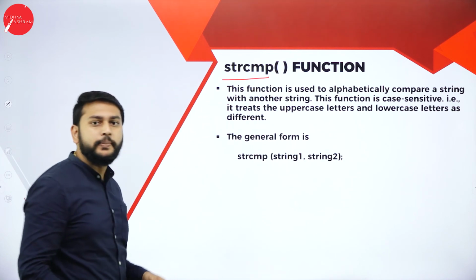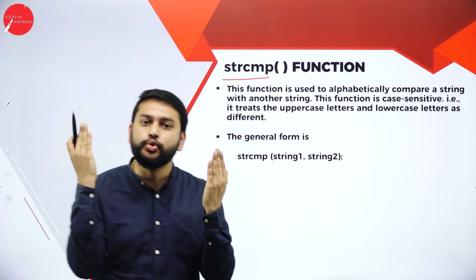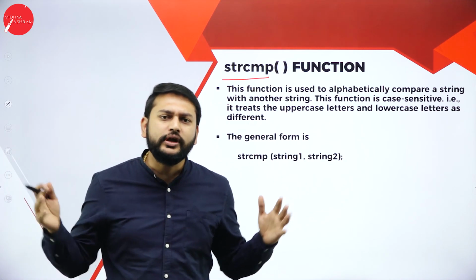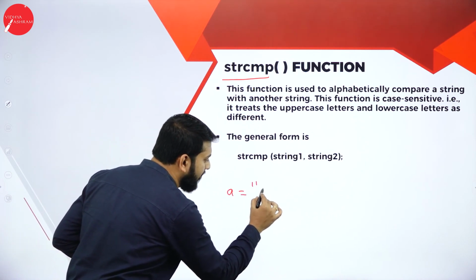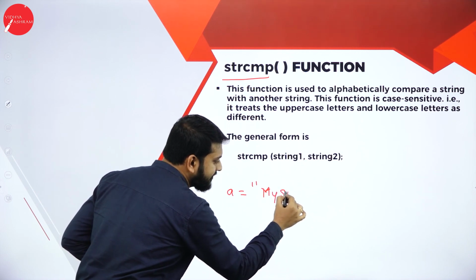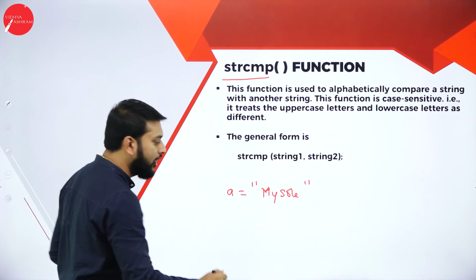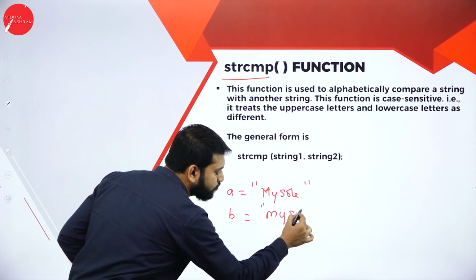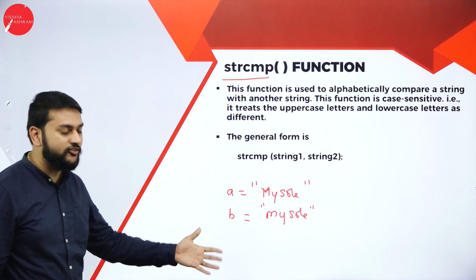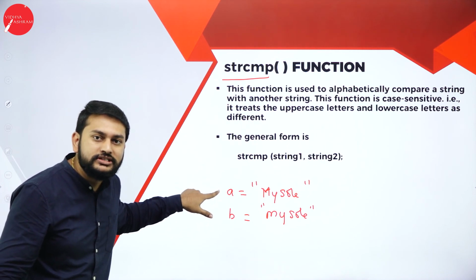What's the next topic that I have? String compare. Please understand, I'm comparing two different strings. How do we compare two different strings? Let's imagine I have A is equal to Mysuru. This is one string, and the next string that I have is with a small m. So I have two strings. One is A, another one is B.